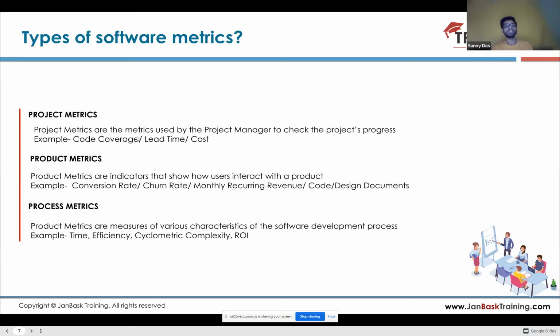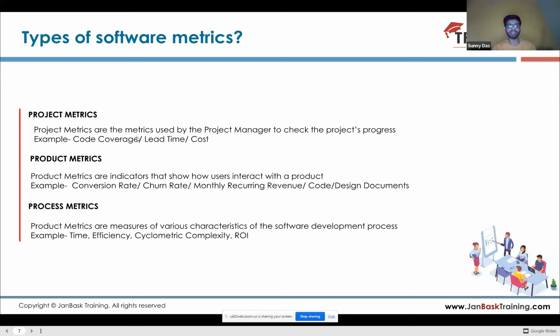Okay. So in case of project metrics, what are the different kinds of project metrics? The first is code coverage. Code coverage is basically from the development side. Then the lead time, or the cost that is associated with the overall development and testing. So these are the different project metrics.